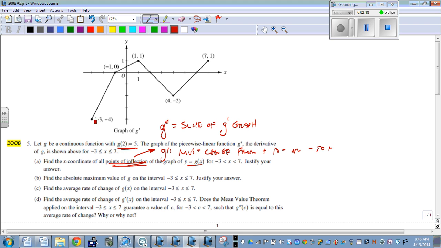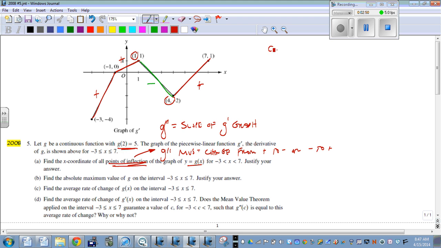So we don't need exact slopes, but this slope right here is positive. This slope right here, positive. This slope is negative. And then we have another positive slope. So at what points does the slope of this graph, or the second derivative, change? 1 and 4, right? Those are the x values. It's asking us for the x coordinates of the points of inflection.